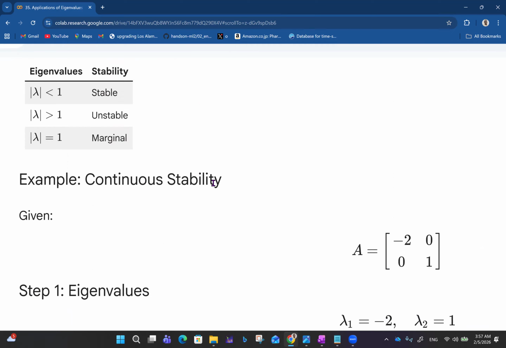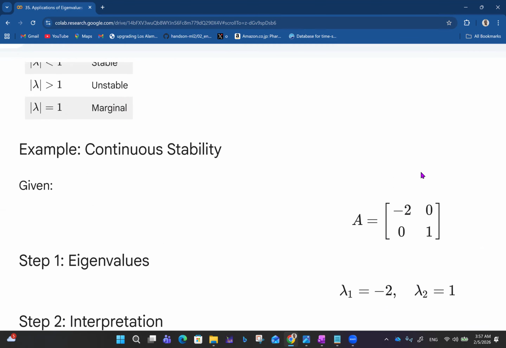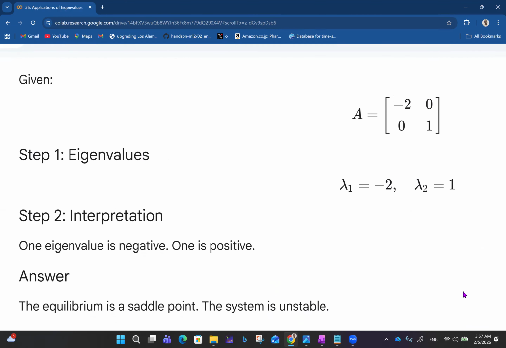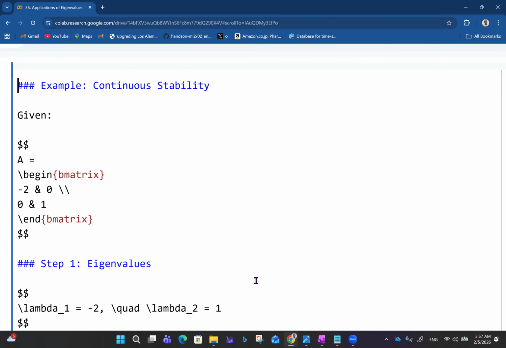So for continuous stability, now we have A is [-2, 0; 0, 1]. So of course the eigenvalues are clearly minus 2 and 1. So you have lambda 1 is minus 2, lambda 2 is 1. By way of interpretation, one eigenvalue is negative and one is positive. So the answer is that it is a saddle point, and that means that the system is unstable, just like what we saw the other time.